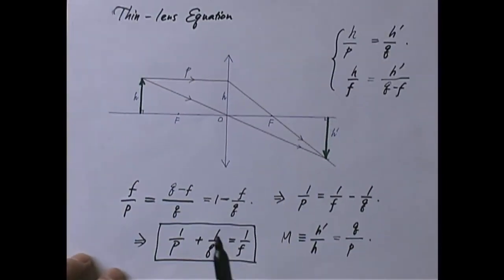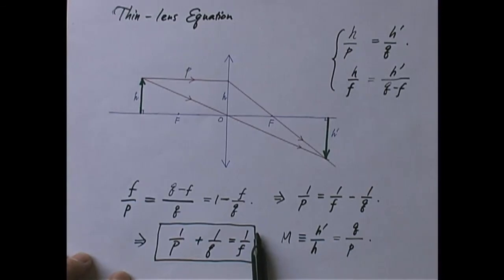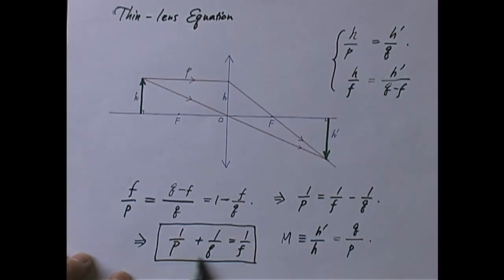Also, if I put p less than f, then 1 over p numerically will be greater than 1 over f, right? And therefore 1 over f minus 1 over p will be what? Will be a negative value. A negative value means q is negative.